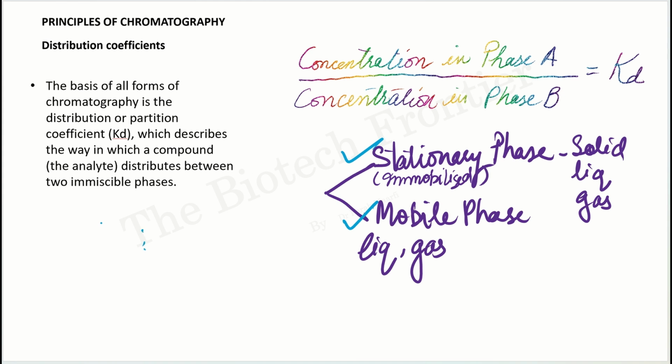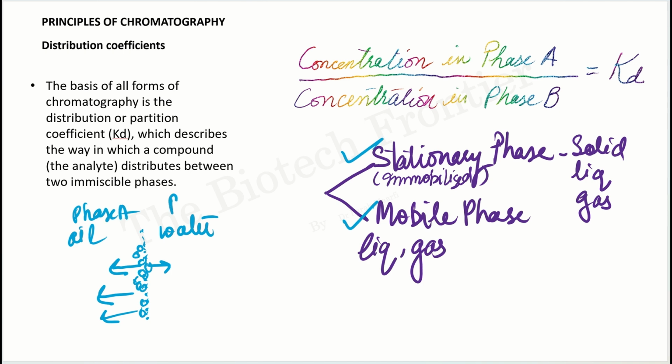Let's understand this by an example. Suppose this is an interface of oil and water, and you have analytes here. It depends upon the distribution coefficient which phase this particular analyte prefers over the other phase. If it goes to this side, that means the analyte prefers the oil over water. This is phase A and this one is phase B.